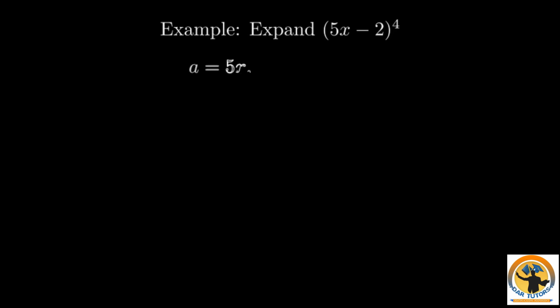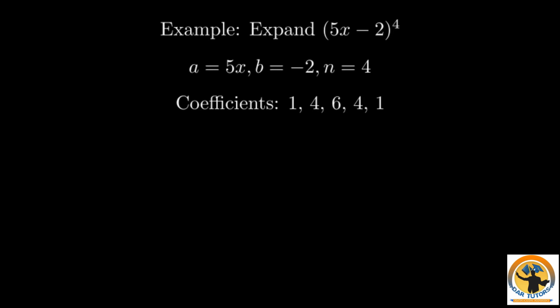Let's look at another example, this time with a negative term. We'll expand 5x minus 2 to the power of 4. Here, a is 5x, b is negative 2, and n is 4. The coefficients are 1, 4, 6, 4, 1. A crucial point here is to treat the negative sign as part of the b term. So b is negative 2, not just 2.